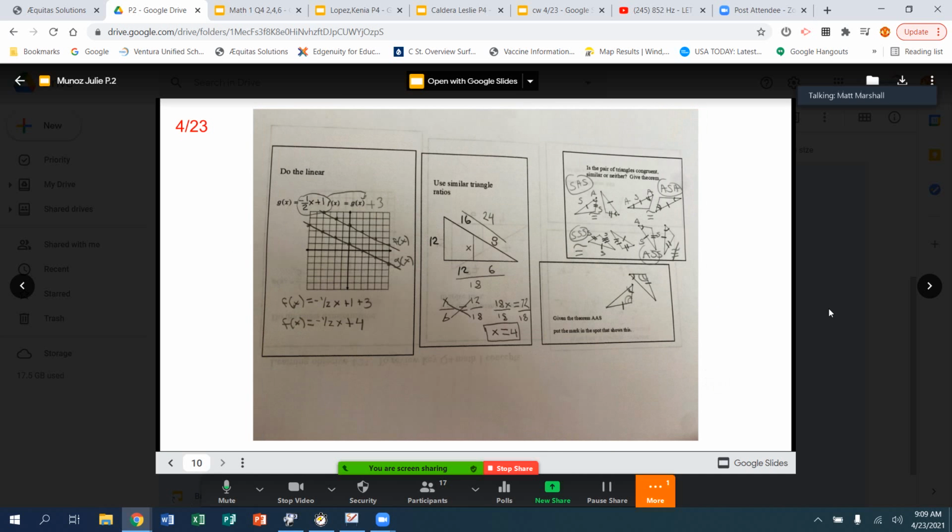Can you tell us what you did for your first one there? Yeah, I put the G of X into the F of X equation, which is G of X, and because F of X equals negative 1/2 x plus 1. Cool. And then you have to add that in. Good job.